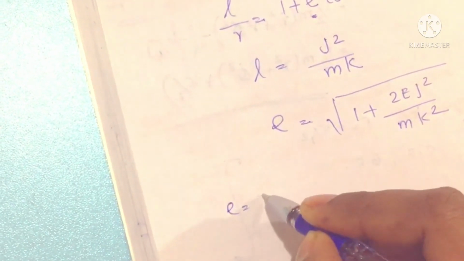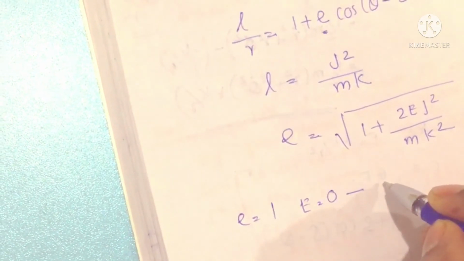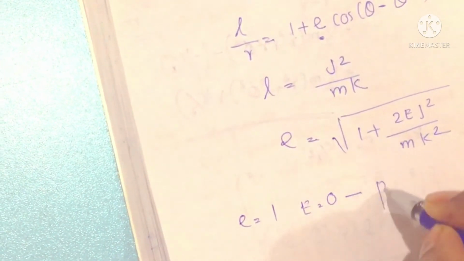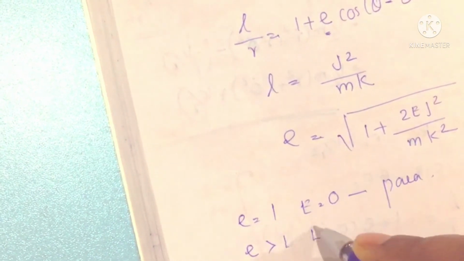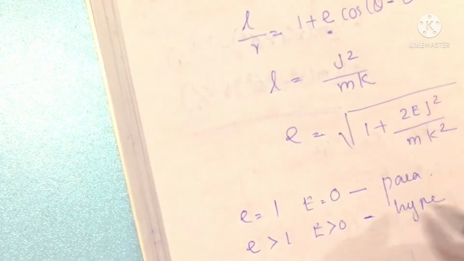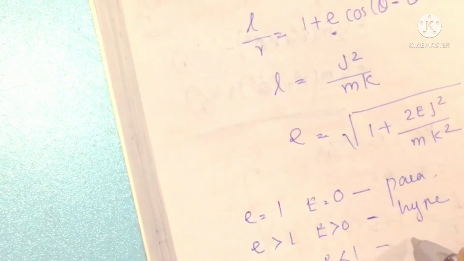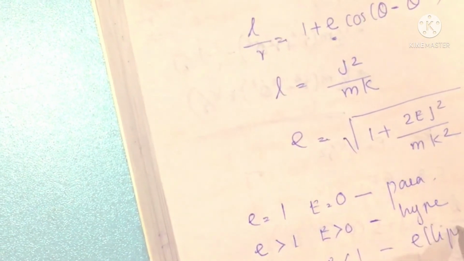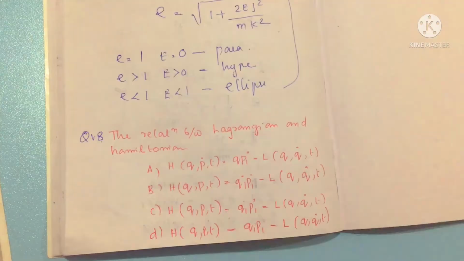If e is equal to 1, then it should be a parabola. If e is greater than 1, it should be a hyperbola. If e is equal to 0, it is a circle, and if e is less than 1, then it should be an ellipse. These are the basic equations in inverse square law force.